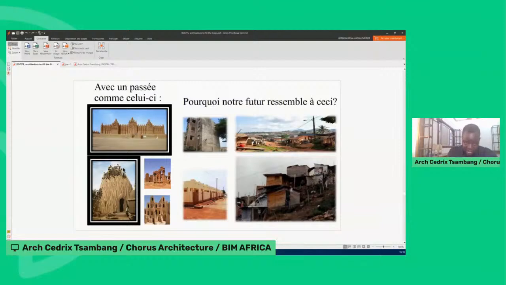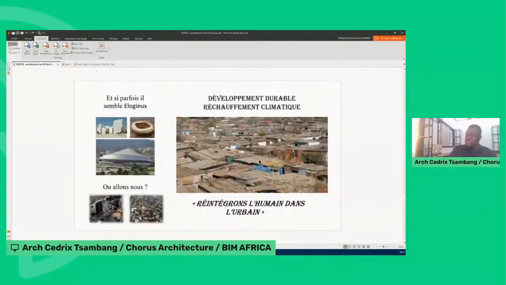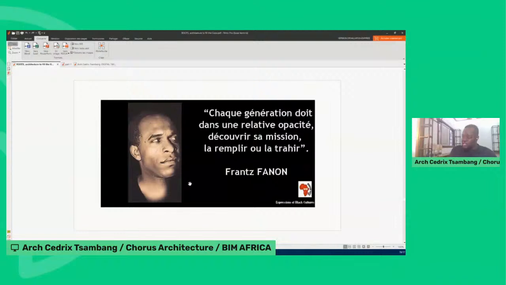I insist on that. Why is our future like this? Why are we not changing the level of how we analyze it? With digital technology, we can reframe Franz Fanon, who said each generation should find its mission and fulfill it.